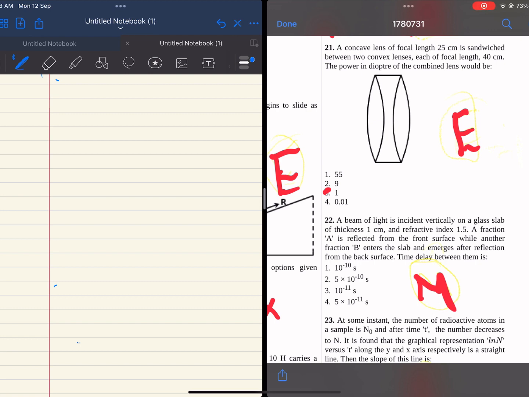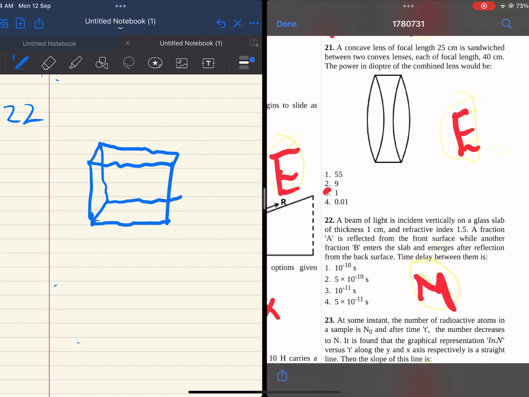The next question, the 22nd question, is an interesting question to think about. A beam of light is incident vertically on a glass slab of thickness 1 centimeter and refractive index 1.5. Fraction A is reflected from the front face, while another fraction B enters the slab and emerges after reflection from the back face. The time delay between them is. How do I approach this question? First, let me draw the diagram.